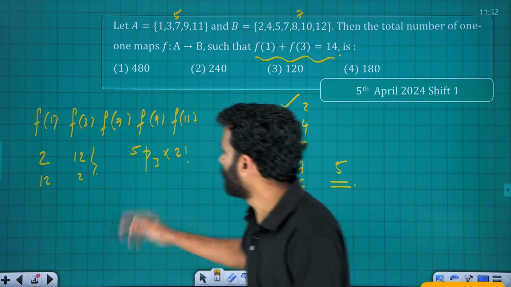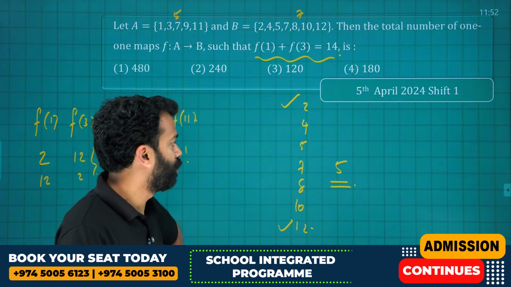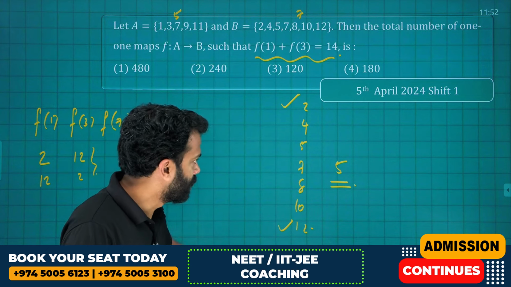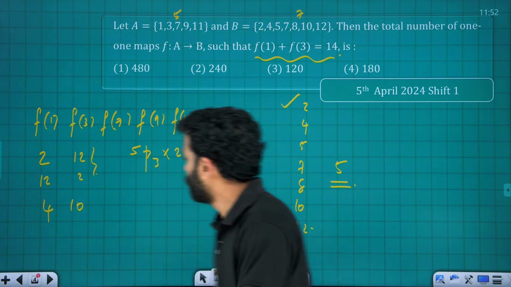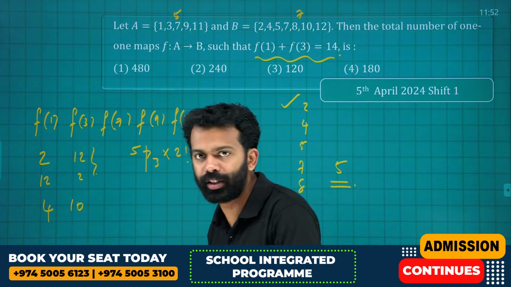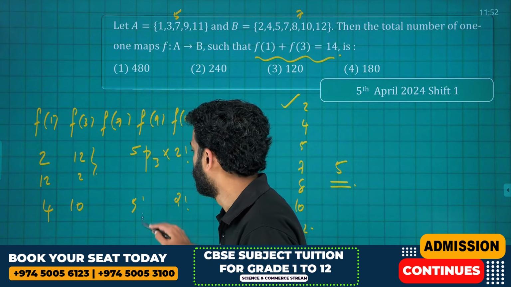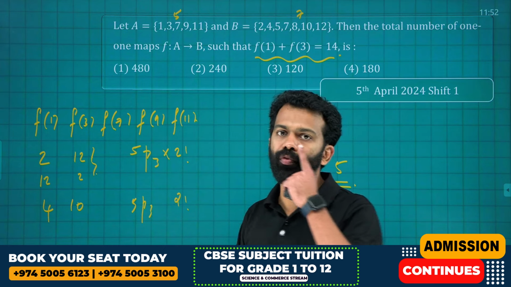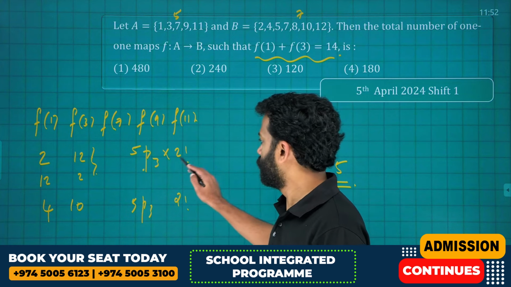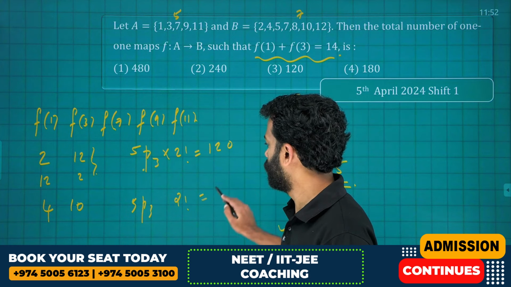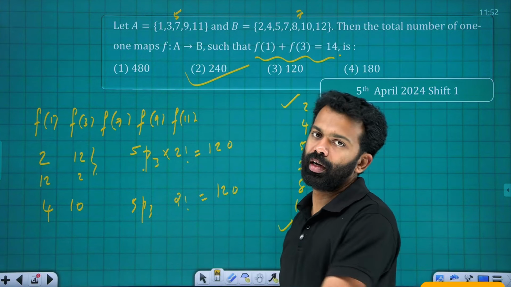This is done. The next set: which other set is possible such that f of 1 plus f of 3 is equal to 14? Yes, 4 and 10. Therefore 4 here and 10 here, and 4 plus 10 is 14. One more possibility, that is 10 and 4. That is 2 factorial here. How many will be left here? 5. That is 5P3. What is 5P3? 5 factorial divided by 2 factorial, that is 120 by 2, that is 60. 60 into 2 factorial is 120. Here also it will be the same, 120. So 120 plus 120 is 240. So 240 is the final answer for this one.